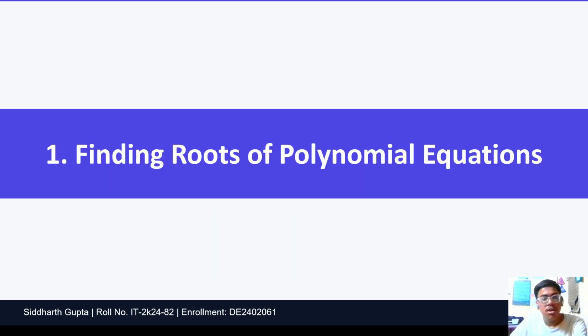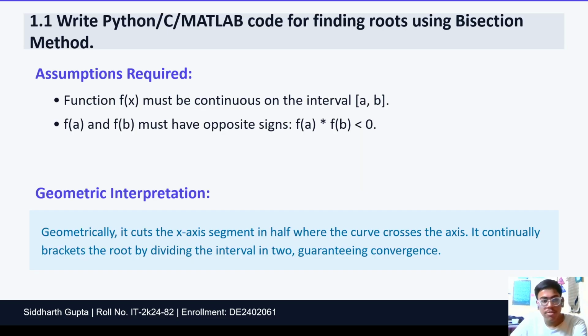The first question is about writing code for finding the roots of polynomial equations. We need to write Python, C or MATLAB code for finding the roots using the bisection method. The assumptions are that the function must be continuous and f(a) times f(b) must be negative for the root's existence. And the geometrical interpretation, as we already know, is that it repeatedly cuts the x-axis interval in half.